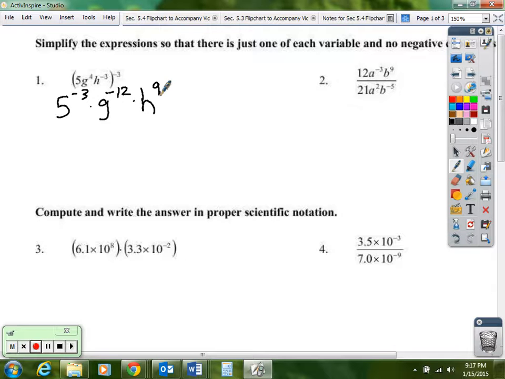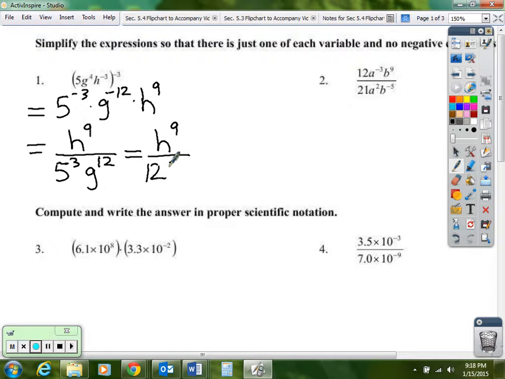We now have negative exponents. We can't leave those in our final answer. Change the sign, cross the line. We are going to put h to the 9th on top. It does not have a negative exponent. And on the bottom, we are going to put 5 to the positive 3 and g to the positive 12. We will not leave 5 to the 3rd as that. We will actually compute that value, h to the 9th, over 125 g to the 12th. That's our final answer.